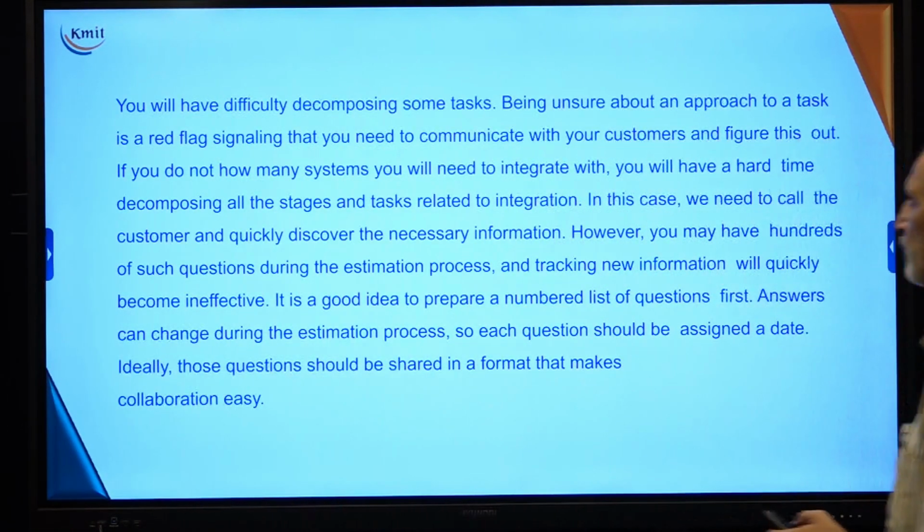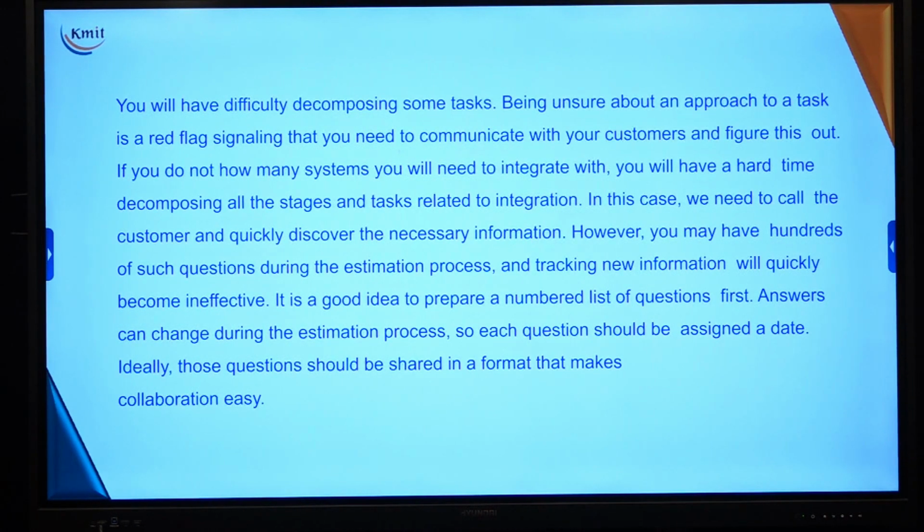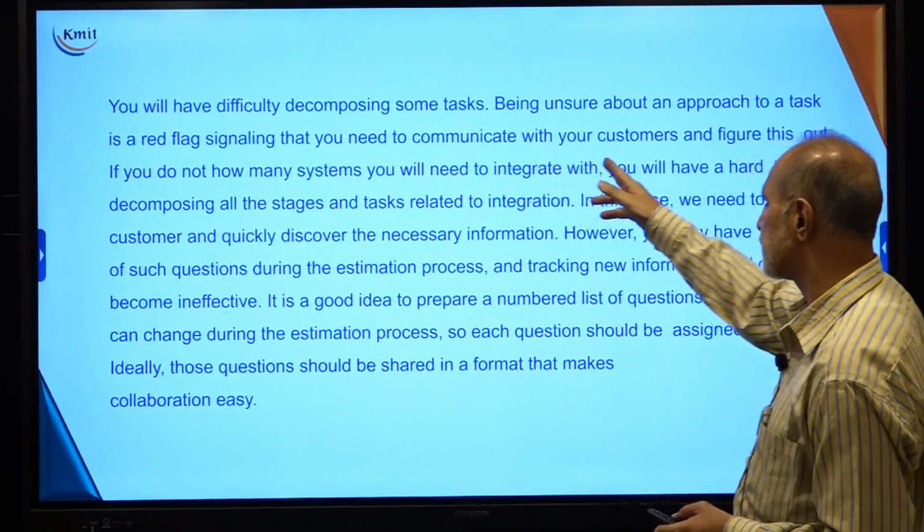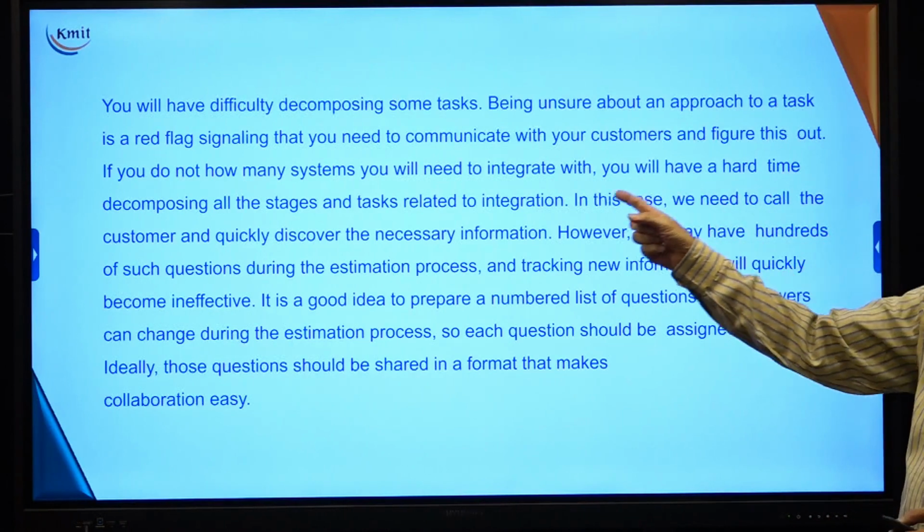Okay. So, we will have a difficulty in decomposing some of the tasks. However, being unsure about an approach to a task is a red flag, signifying that you need to communicate with your customer and figure out what it was.